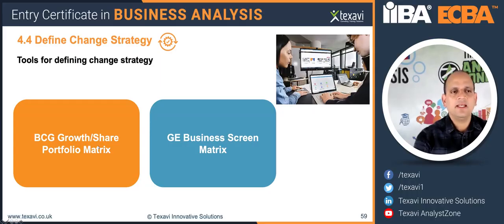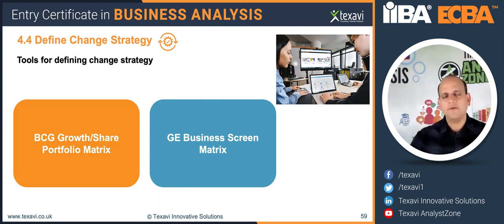Two specific techniques that would help us define the change strategy. So one is the BCG growth or share portfolio matrix. It is about how attractive the market is for your product, for your business unit, or for your entity, or for your process. Typically, it is used mainly for product portfolio.